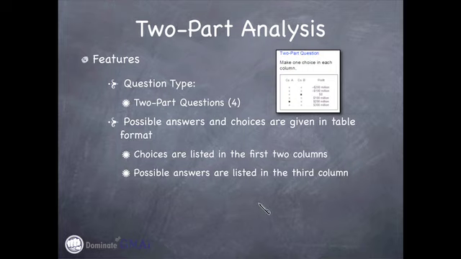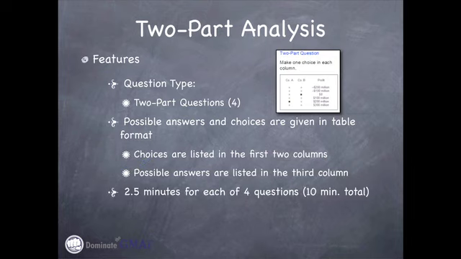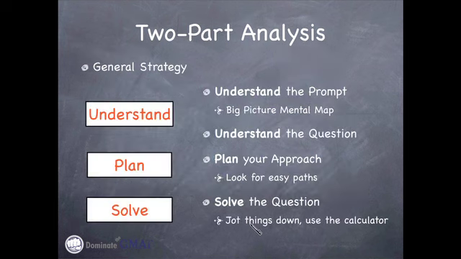So again, your possible answer choices are given on the right side in that third column, and the choices you have to make, one for each column, are listed there in those first 2 columns. Again, not something you have to memorize, but just introducing it to you here, and you're going to see an example here in a moment. Again, an average of 2.5 minutes for each of your integrated reasoning questions, and because there are going to be 4 two-part analysis questions, you can expect to spend about 10 minutes total on two-part analysis.